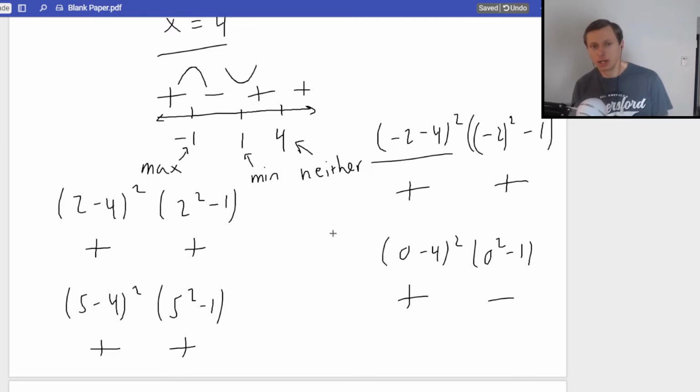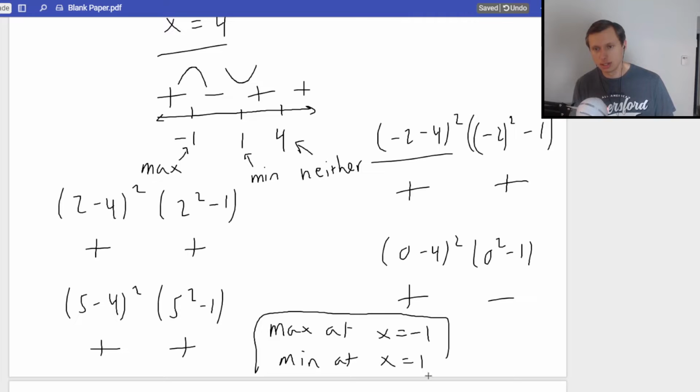That's going to be neither. So my final answer, I can say max at x equals -1 and min at x equals +1. Okay. That's it for the first one. Any questions? Anyone still writing?